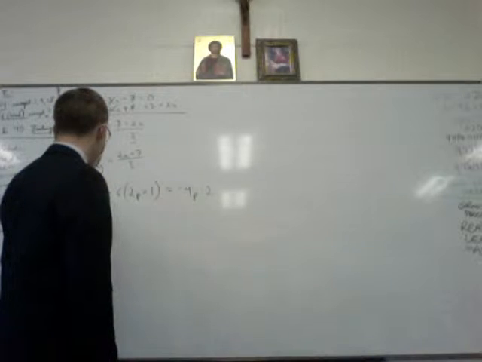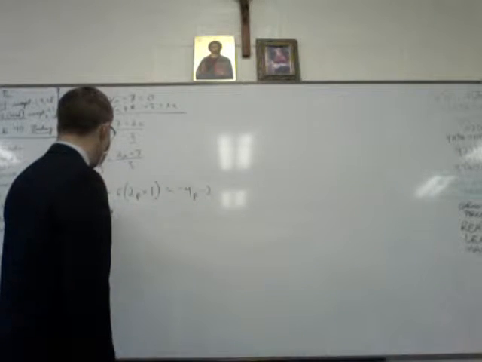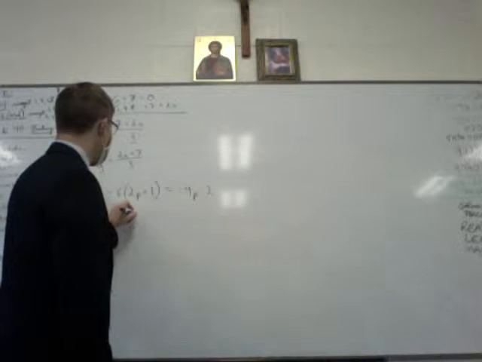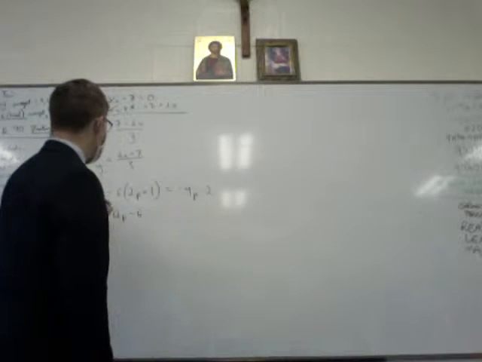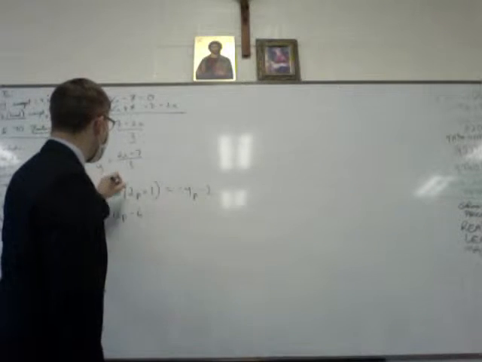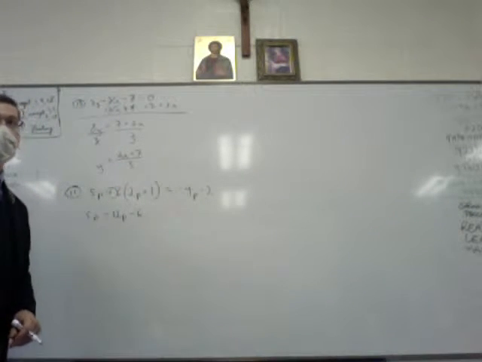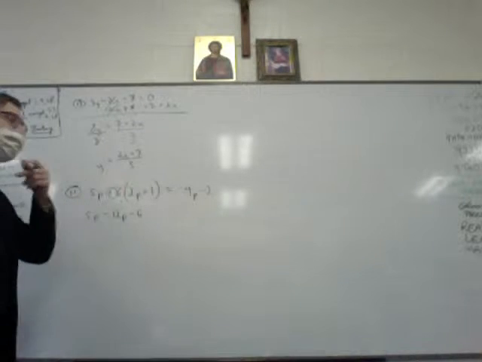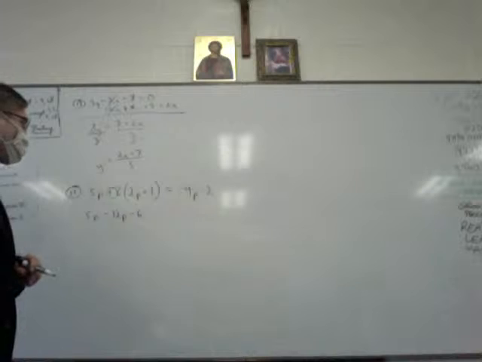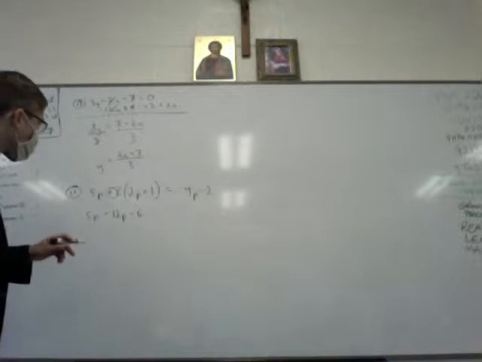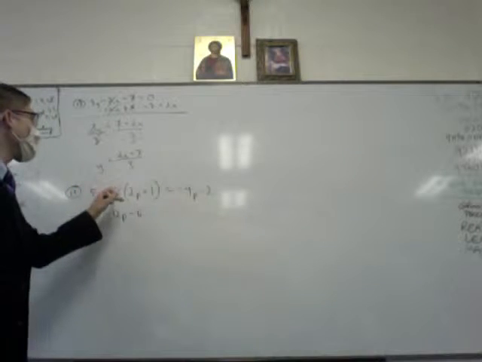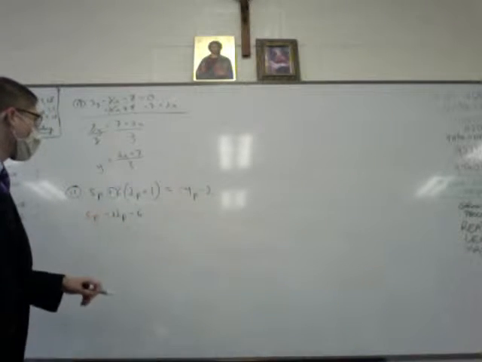5p minus 12p plus 6. No. Minus 6. That's negative. Remember, because of this subtraction here, what we really have is plus negative 6 times this. When you have subtraction like that, the negative sign distributes out also. There was a problem on the test that was similar to this that a lot of guys got wrong for this reason. So we have to distribute the negative out also.